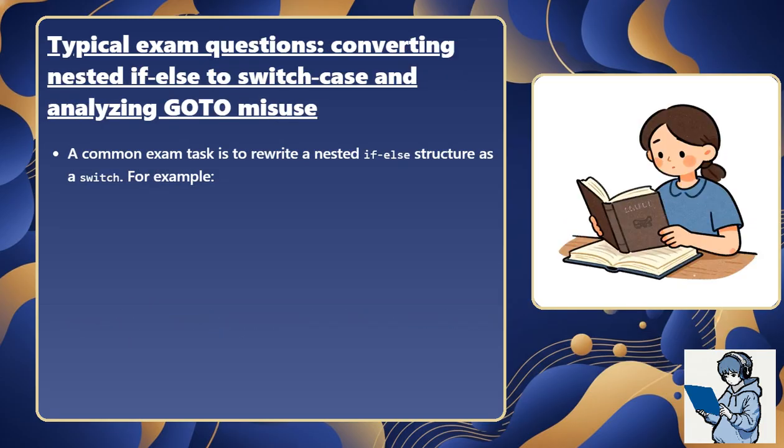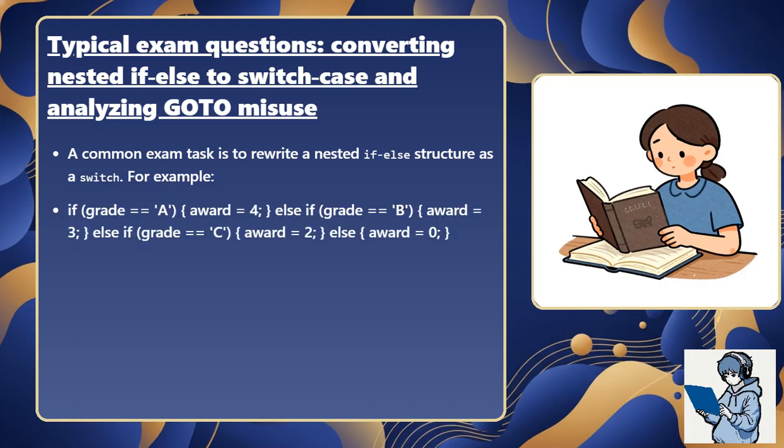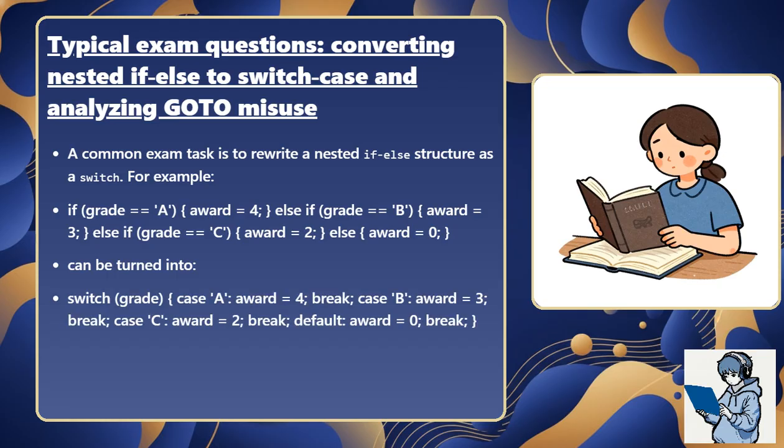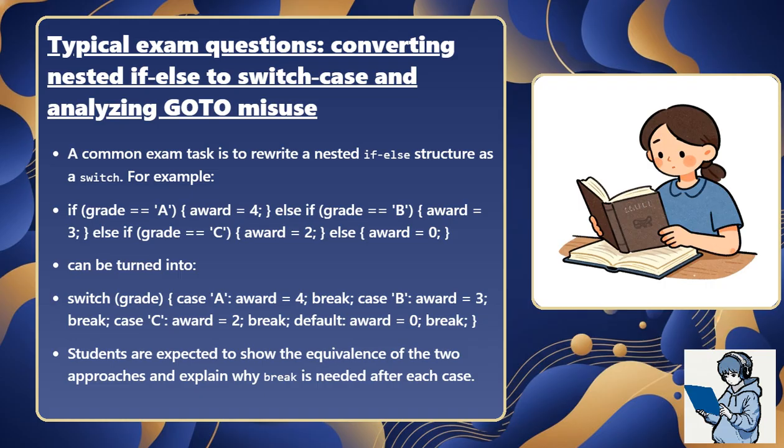A common exam task is to rewrite a nested if-else structure as a switch. For example: if grade equals A, then award equals 4; else if grade equals B, then award equals 3; else if grade equals C, then award equals 2; else award equals 0. It can be turned into a switch on grade: case A, award equals 4, break; case B, award equals 3, break; case C, award equals 2, break; default, award equals 0, break. Students are expected to show the equivalence of the two approaches and explain why break is needed after each case.